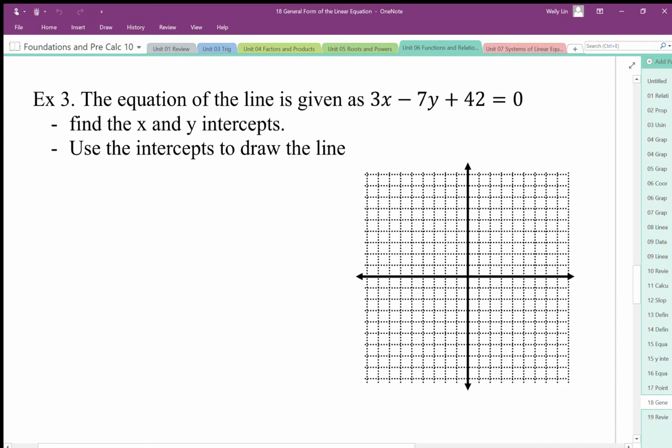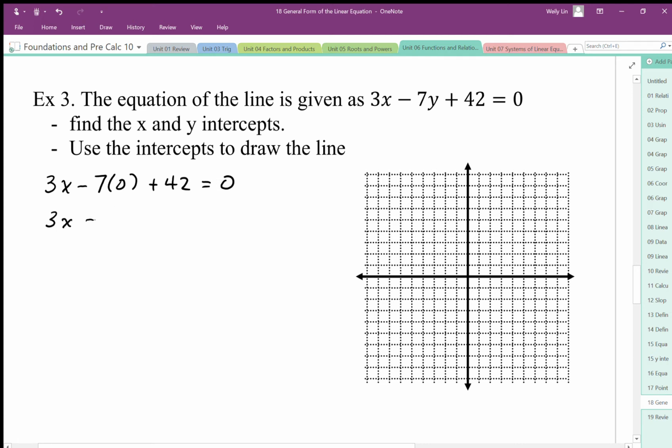So if I were to find the x and y-intercepts, an x-intercept is basically when y equals 0. So when I plug y equals 0 into this equation, remember we can always substitute in coordinates. When I substitute y equals 0, I'm going to be able to figure out the x coordinate that goes with that. So this becomes a linear equation.